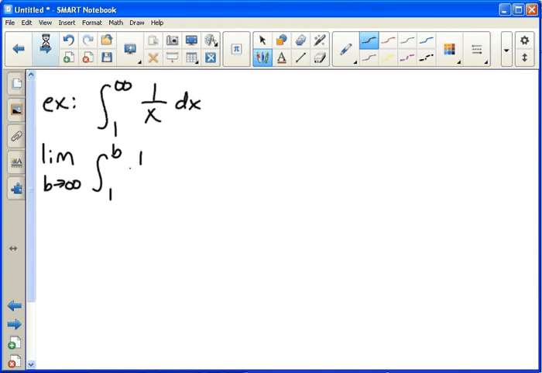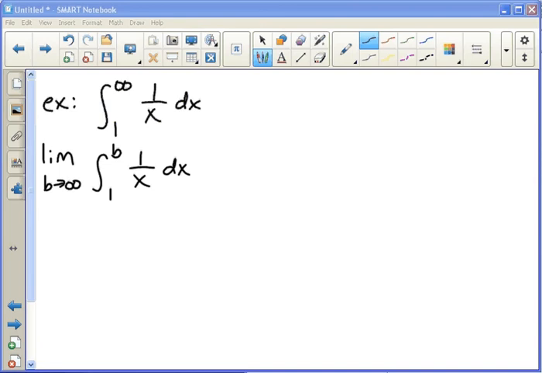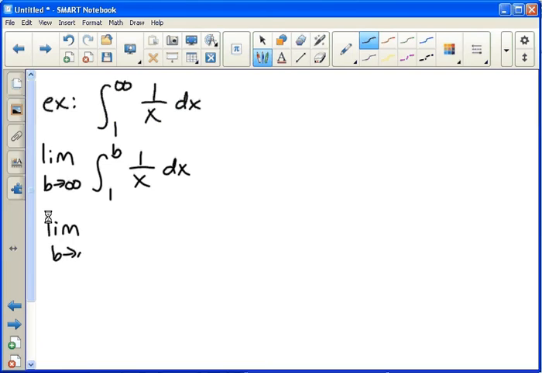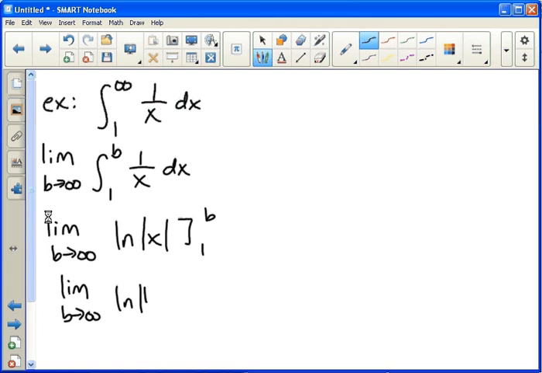So that's your first step. Replace the improper part with a variable and do the limit as your variable approaches what you had there. Now we go ahead and take the integral. Integral of 1 over x is the natural log of absolute value of x. And then I plug in the top minus plug in the bottom.